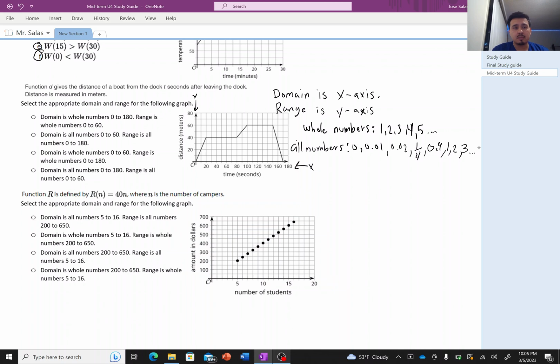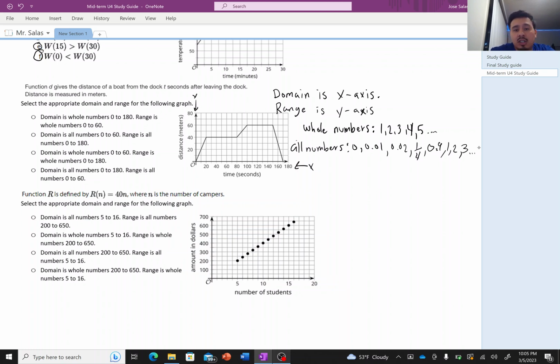Remember that, okay? So when we record time, is time just whole numbers? Does it jump from 1 second to 2 seconds, 3 seconds, 4 seconds, 5 seconds, and keep going? Or can we stop at half a second? Have you ever heard that phrase, half a second, a thousandth of a second? You can break down a second into different parts, right? So since time can be broken down into smaller pieces, we're going to be looking for a response that has all numbers.